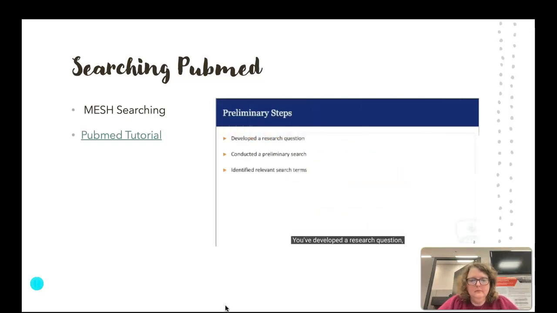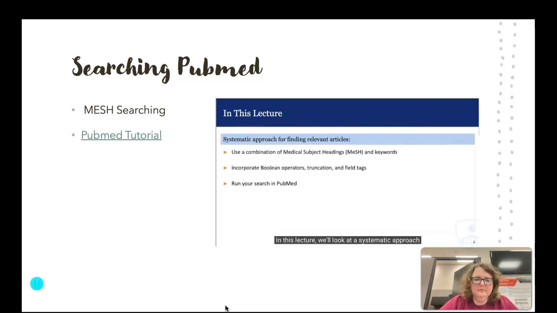You've developed a research question, conducted a preliminary search on your topic, identified some relevant search terms, and now you're ready to begin searching. Depending on your goals and your project, there are many different approaches that you can take to do just this. In this lecture, we'll look at a systematic approach that you can use in PubMed and other biomedical databases to find relevant articles on your topic. You'll learn how to use a combination of medical subject headings, mesh, and keywords in your search.